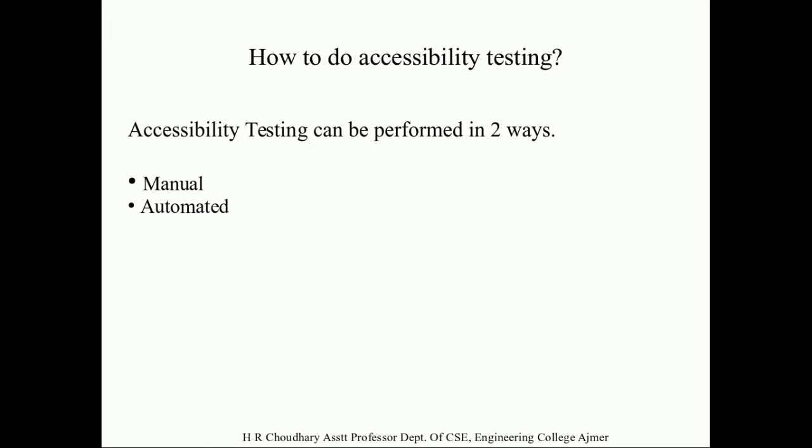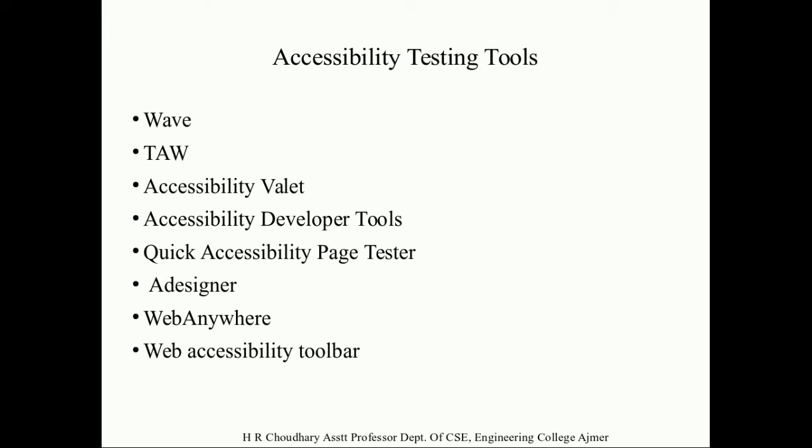Now we move to the next thing, that is accessibility testing tools. We can see here we have certain kinds of accessibility testing tools. So we can look here: WebAIM, accessibility wallet, accessibility developer tool, quick accessibility page tester, a designer, web anywhere, web accessibility toolbars. So these are certain kinds of accessibility testing tools. So we start with Wave.